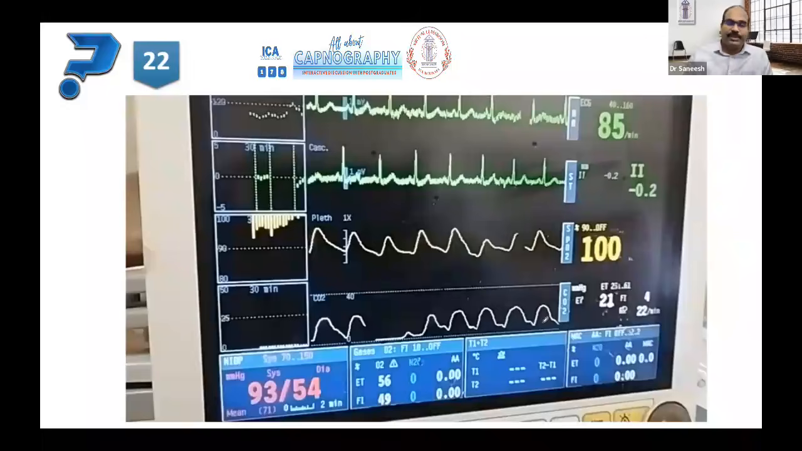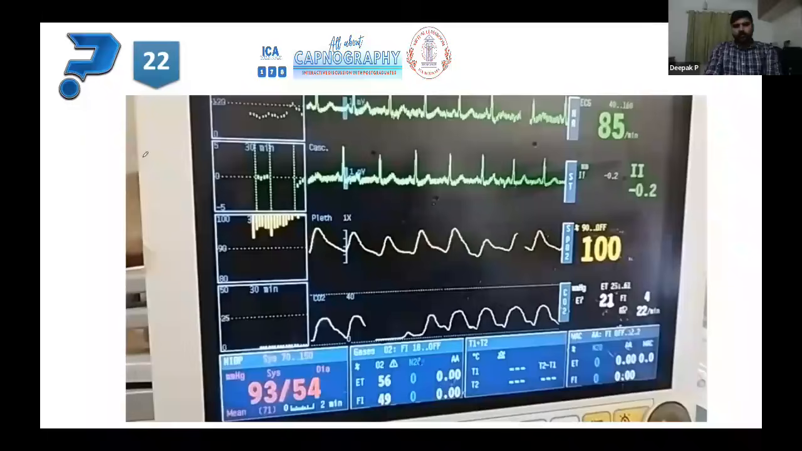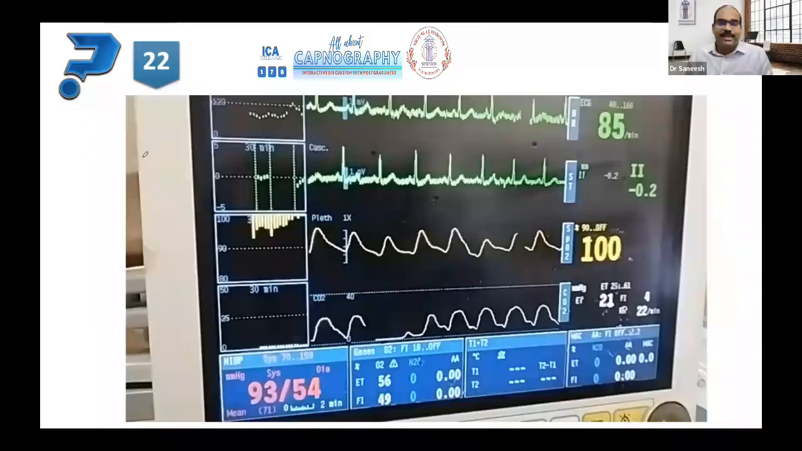So how do you comment on this tracing? What could this be? The shape actually. Yeah, okay, Dr. Deepak. Sir, spontaneously breathing patient. Spontaneously breathing patient, which doesn't have any of the characteristic phases that you mentioned. That means there is a sampling issue. So it could be a non-invasive device, face mask, spontaneous ventilation.